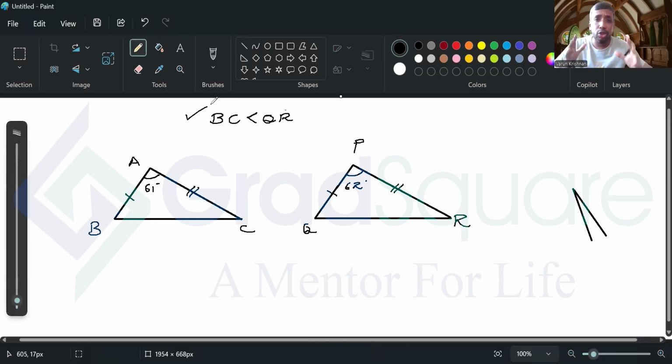So this is true not just for the three angles of one triangle, but if you have two triangles where two side lengths are equal, then the comparison of the third side length can be made purely by the angle which is present opposite to it.